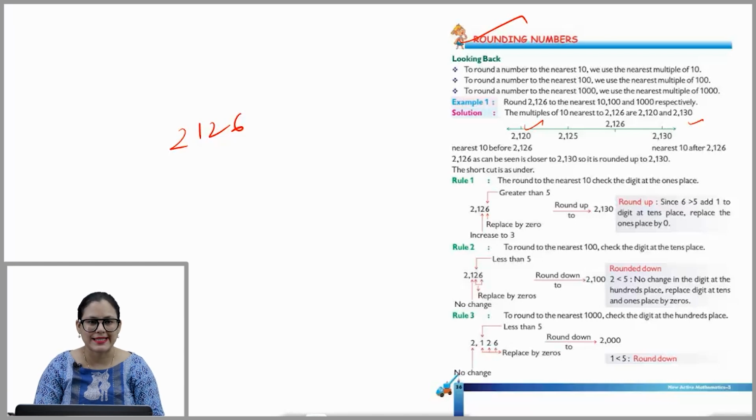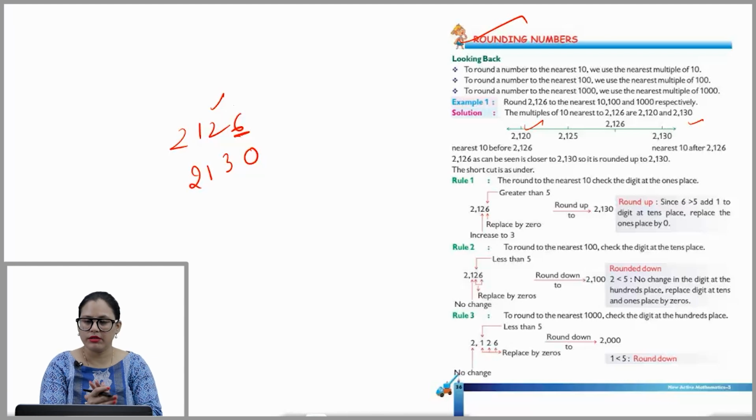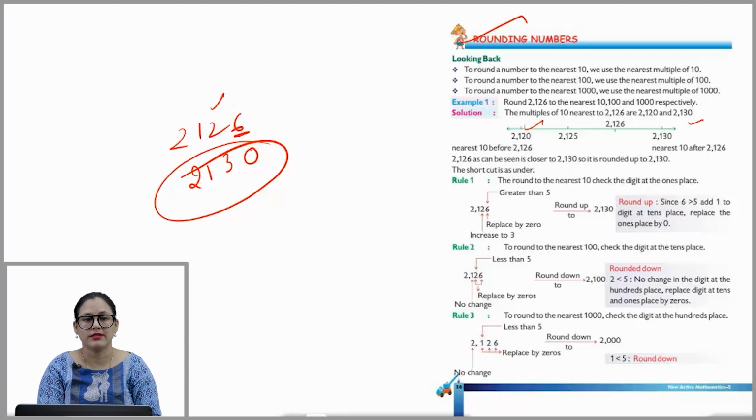The shortcut is as under. Rule 1, to round to the nearest 10, check the digit at the ones place. The ones place digit is 6. It is greater than 5. First replace this number by 0 and then increase this number by 1, that is, we will get 3. The rest of the digits will remain the same. In this way we will get the rounded number in the shortest way. Round up, since 6 is greater than 5, add 1 to the digit at the tens place and replace the ones place by 0.